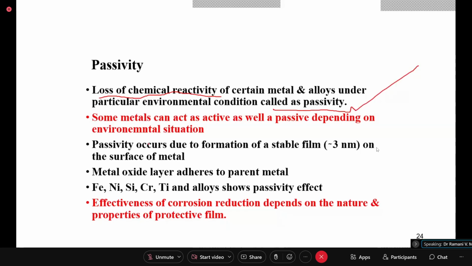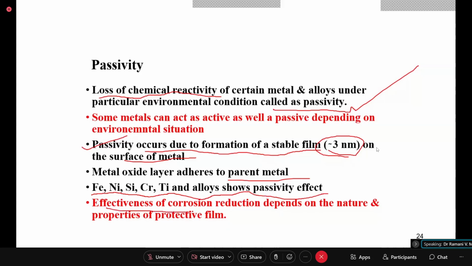So some metals can act as active as well as passive depending on environmental situation. Passivity occurs due to formation of stable film that is of around 3 nanometer thickness on the surface of metal. That is why it gets passivated. So metal oxide layer adheres to the parent metal, and all the metals like Fe, Ni, Si, chromium, titanium and their alloys show passivity effect. So effectiveness of corrosion reduction depends on the nature and properties of the protective film.